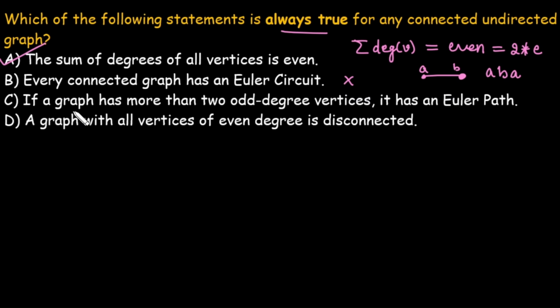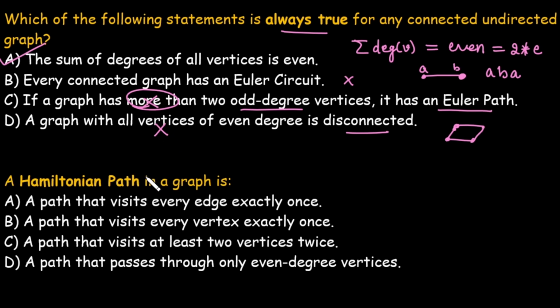Next option, if a graph has more than 2 odd degree vertices, then it has an Euler path. Clearly incorrect because we said exactly 2 vertices, not more than. Next, a graph with all the vertices of even degree is disconnected. No. If I take this graph, a cycle, this one is connected. So hence D is also incorrect.